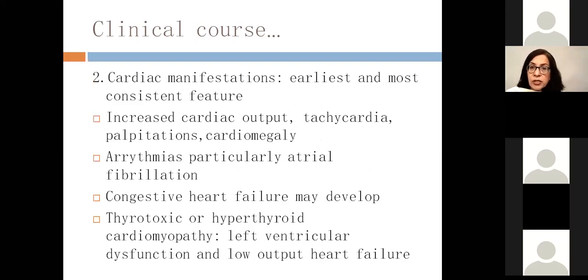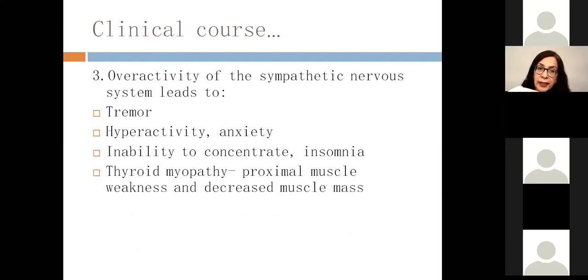Cardiac manifestations are the earliest and the most consistent feature. There is increased cardiac output, tachycardia, palpitations, cardiomegaly, and arrhythmias, particularly atrial fibrillation. This is more commonly seen in older patients. Congestive cardiac failure may develop, thyrotoxic or hyperthyroid cardiomyopathy. There can be left ventricular dysfunction and low output cardiac failure. Overactivity of the sympathetic nervous system leads to tremors, hyperactivity, anxiety, inability to concentrate, insomnia, thyroid myopathy, proximal muscle weakness, and decreased muscle mass.